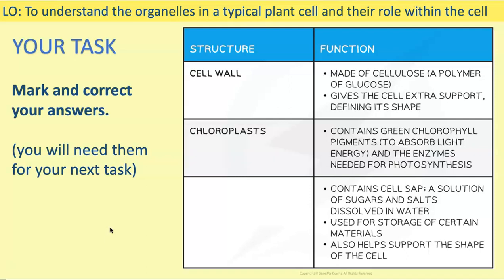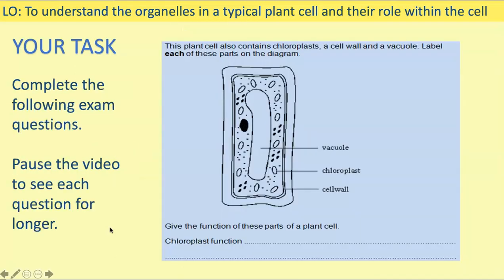The second one is chloroplasts. These contain green chlorophyll pigments that allow the plant to absorb light energy, and also the enzymes that are needed for photosynthesis. The final one, a permanent vacuole, this contains cell sap, which is a solution of sugars and salts dissolved in water. It's used for the storage of certain materials, and it also helps to support the shape of the cell. It keeps it turgid.